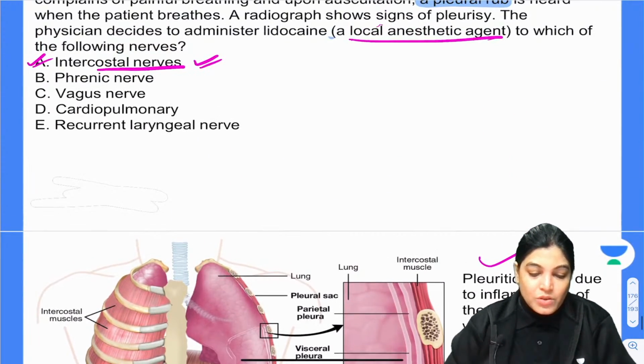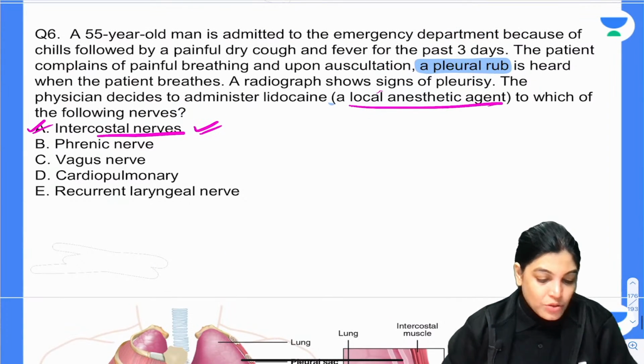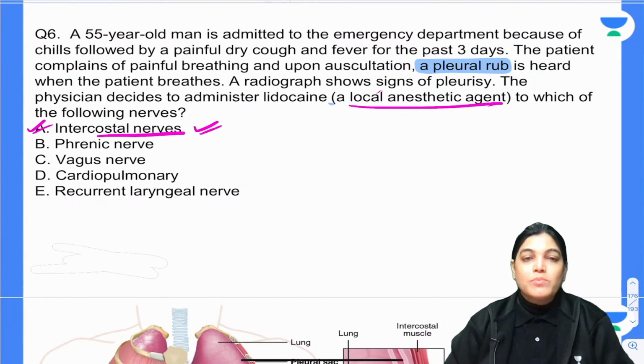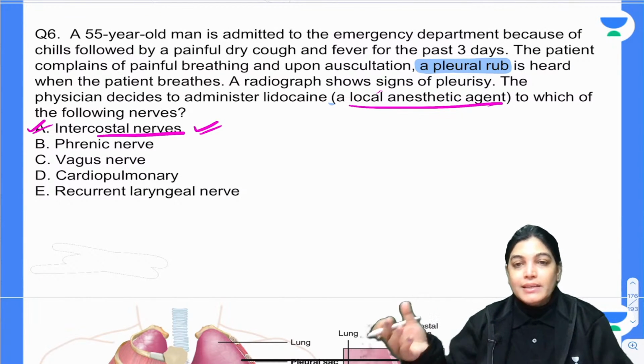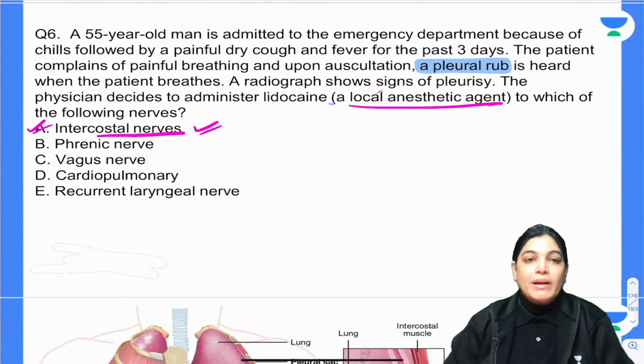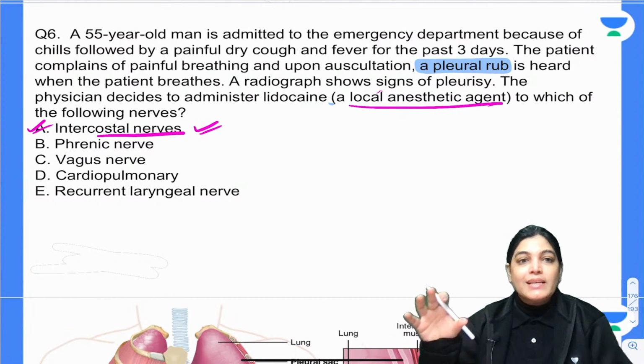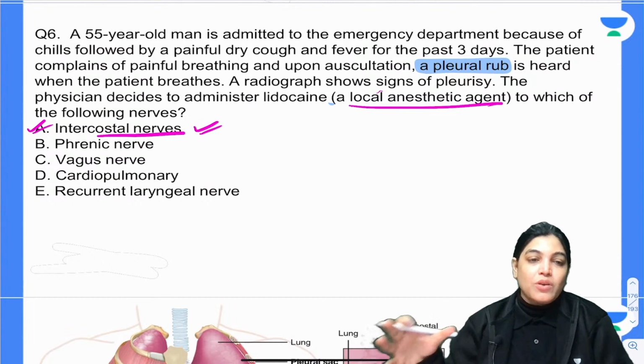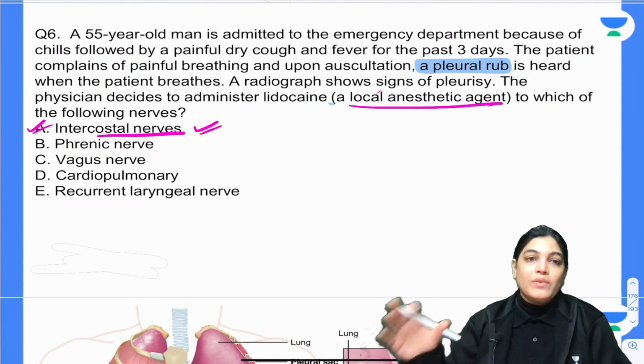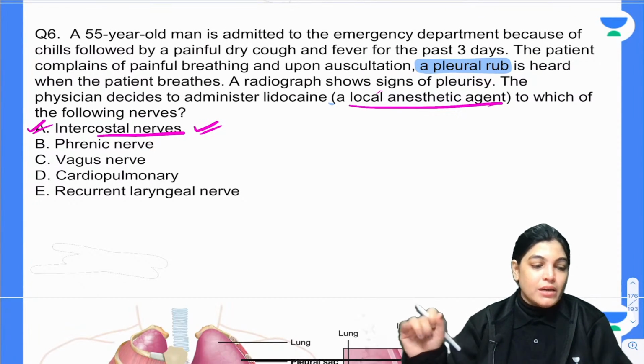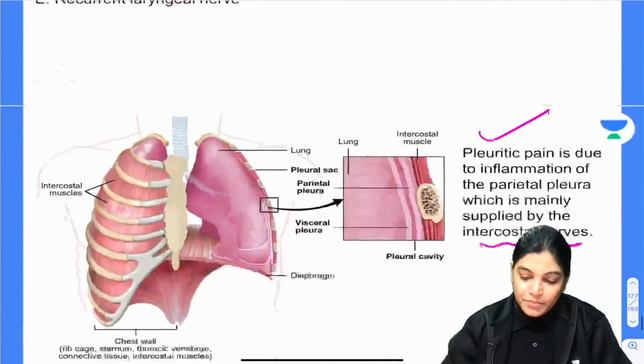I can understand that you can get confused with the phrenic nerve also, because phrenic nerve is also lying anterior to the hilum and it is running. But if we have to choose one, we will go with intercostal nerve because we have to anesthetize that area and we have to relieve the patient of that pain. So we have to choose one. We will definitely go with intercostal nerve as the correct answer.